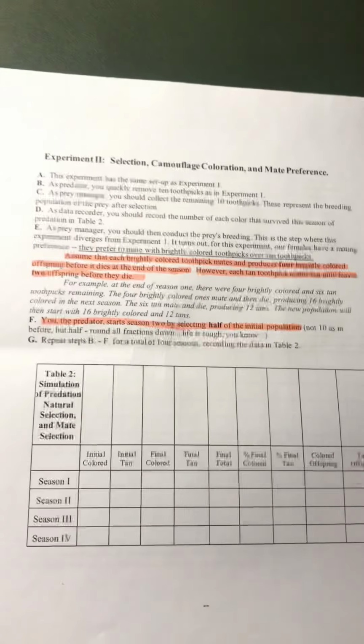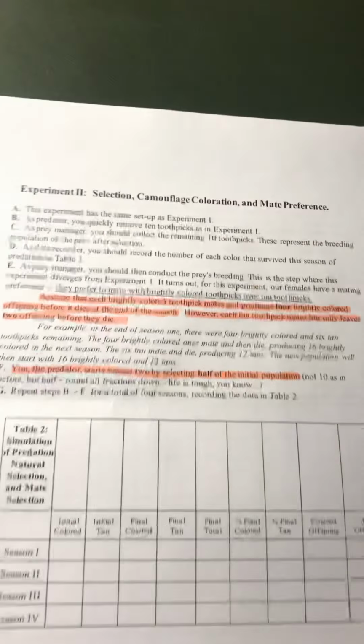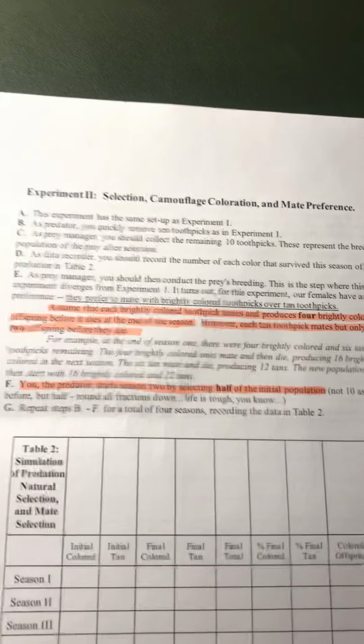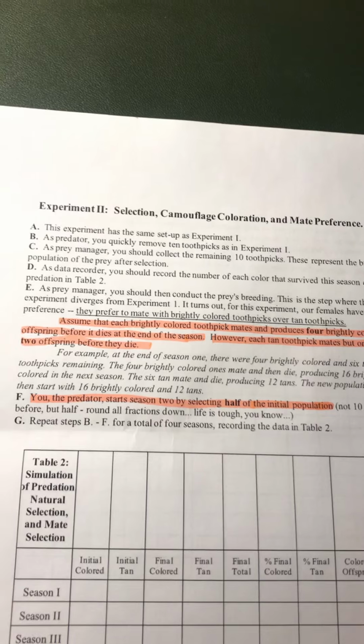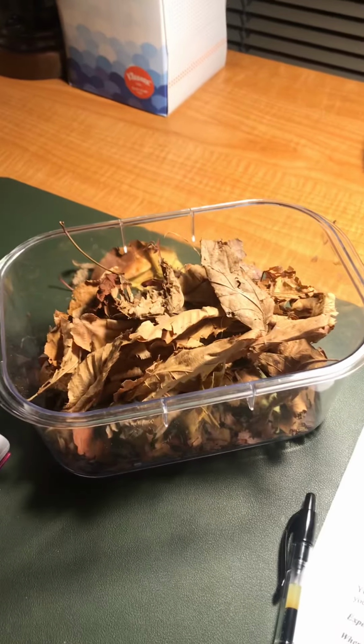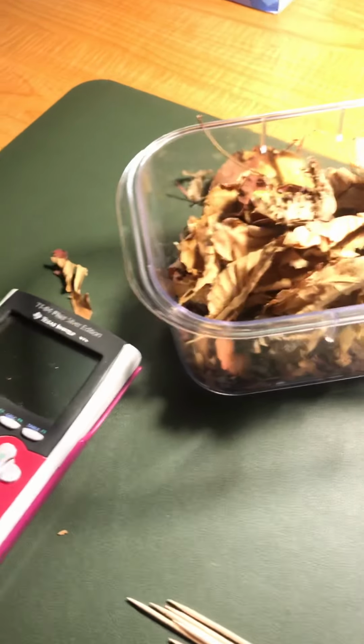So we move on to experiment 2, and I've highlighted some stuff here. We're going to go through it the exact same way, how the instructions tell you. So you set up the experiment the same way in the beginning. You have 10 of each color. So let's get our range put back together. Yes, this is probably going to make a mess for you, but it's alright. And I've made sure to remove all the remaining toothpicks as well, so there's nothing left in there.